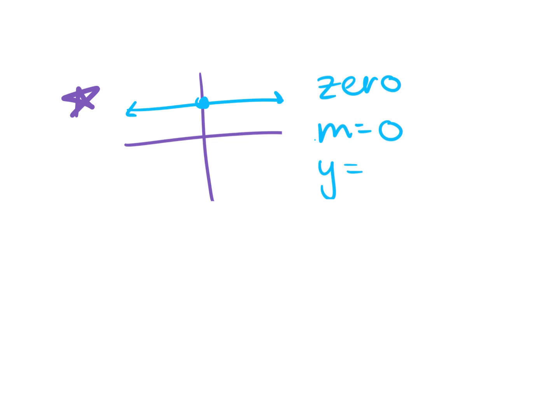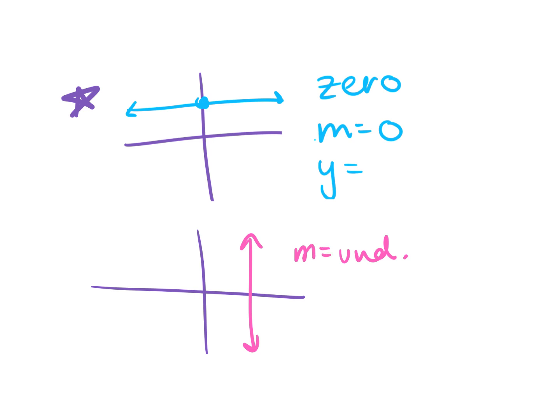So let's do the other one. If we have a vertical line, what's our slope here? Undefined. So m would be undefined. And then what type of line would we have? X equals, because it intersects the x-axis.